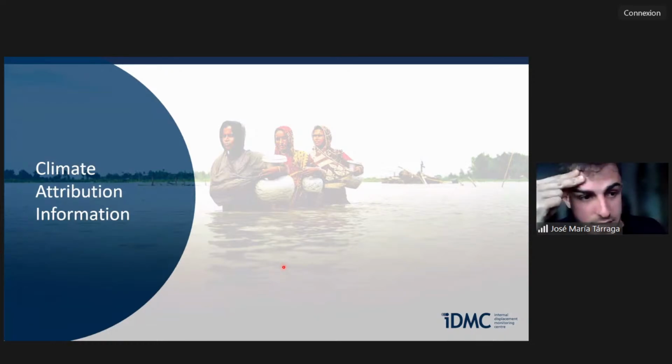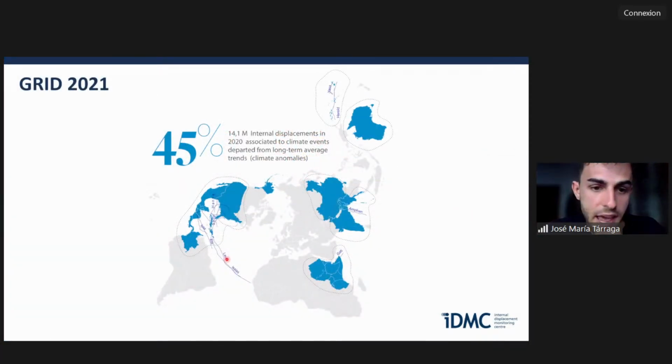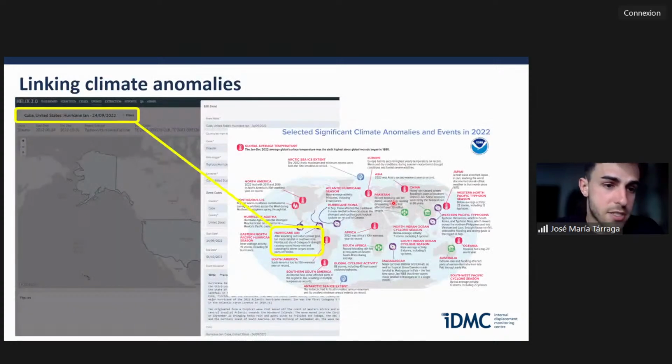Then we also have this project in mind: since you are climate attribution experts and you work a lot with climate attribution information, we want to highlight that 45% of the displacement that occurred departed from the long-term average trends. So we have a lot of displacement that is driven by climate anomalies, or is being disproportionately impacted by them. We want to provide with our dataset information on which of these events, and how much of these events, were caused by climate change.